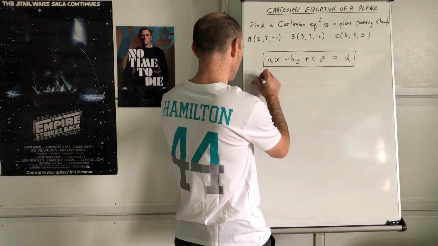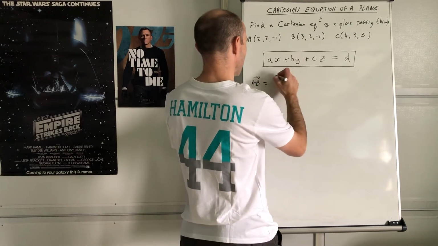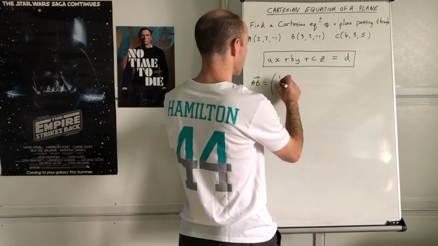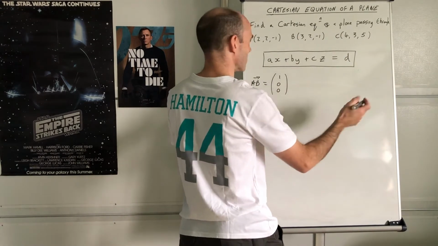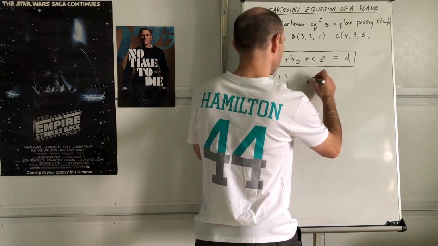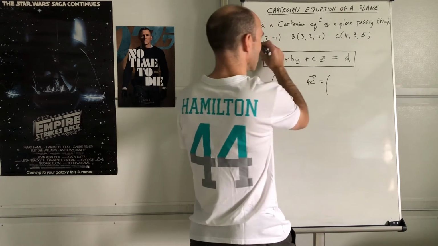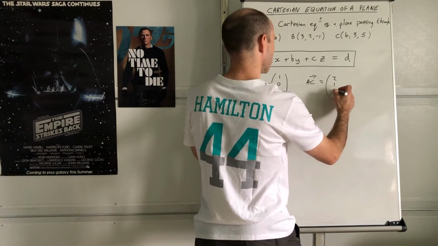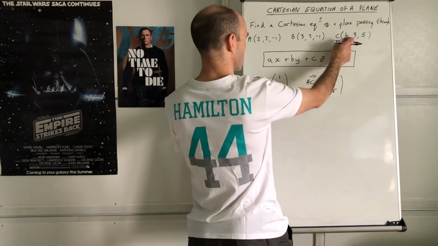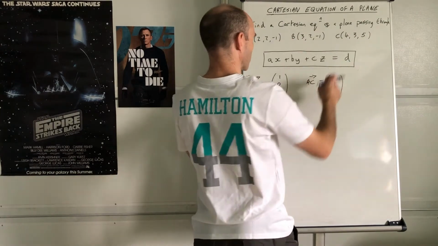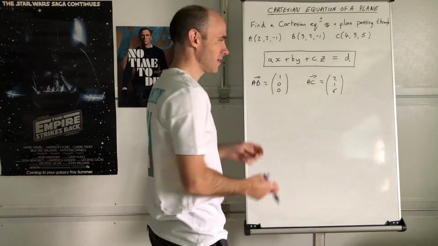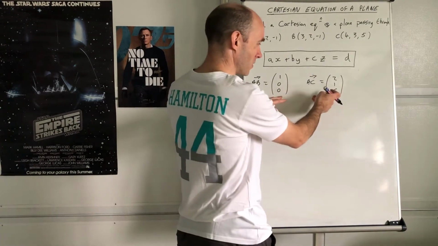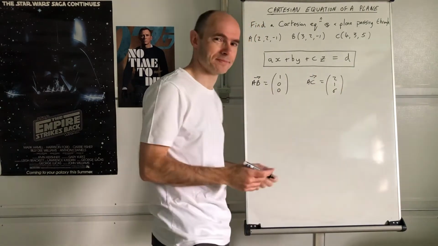So AB, you've got to work out what that is. So that to that. Oh, I did that in the other video, didn't I? But I forgot what it was. So that's 1, 0, 0. And I did AC, so let's be consistent. So what did I have for that? I had 2, 1, 6. Always double check those, because that's the first bit. If you get any of those numbers wrong, it messes up the whole question.